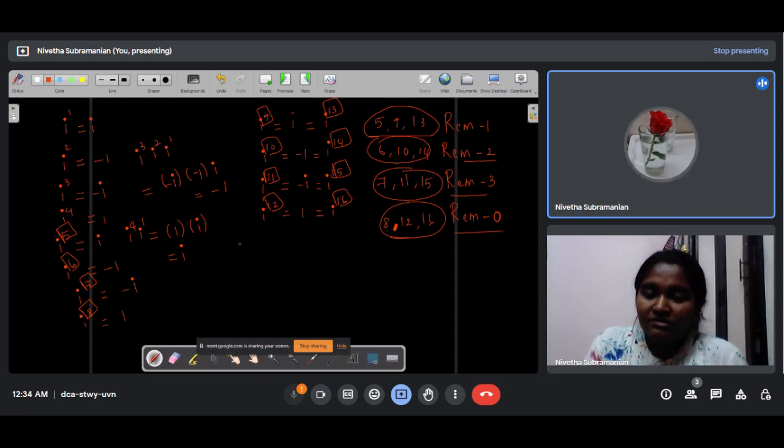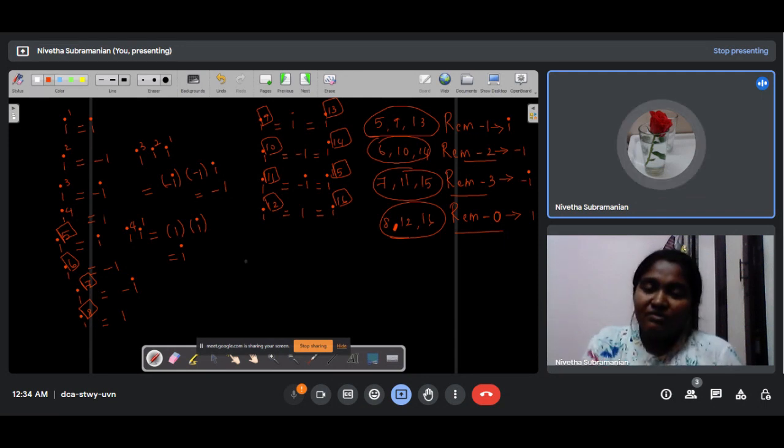So what I conclude is that for the powers, when I divide by 4, if I get the remainder as 1, my answer will be i. When I divide by 4 and get the remainder as 2, I will get the answer as minus 1. When I get the remainder as 3, my answer will be minus i. And at last, when the remainder is 0, my answer will be 1.